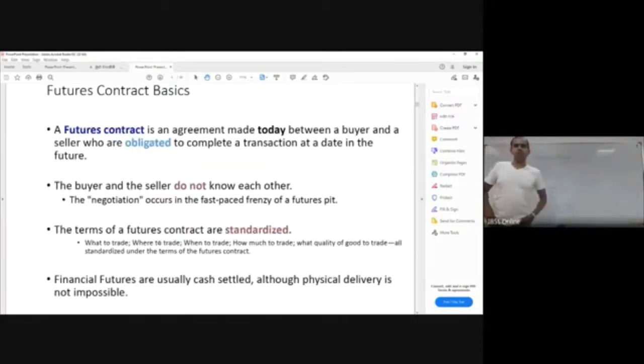And futures contract: futures is an agreement made today between the buyer and seller who are obligated to complete a transaction at a date in the future. The buyer and the seller do not know each other, right? So they never meet. The negotiation occurs in the fast-paced frenzy of a futures trade. Now, this is why you need to watch Rogue Trader, because Nick Leeson was trading on a futures exchange. A futures contract is standardized: what to trade, where to trade, when to trade, how much to trade, everything is standardized. You can't customize. Financial futures are usually cash settled. Physical delivery is not impossible.